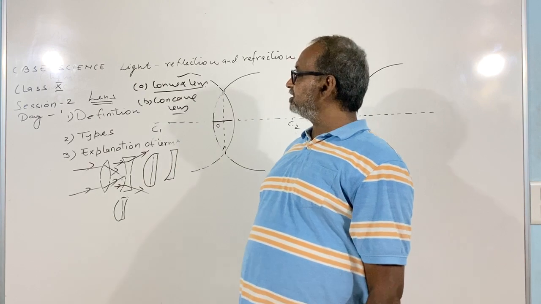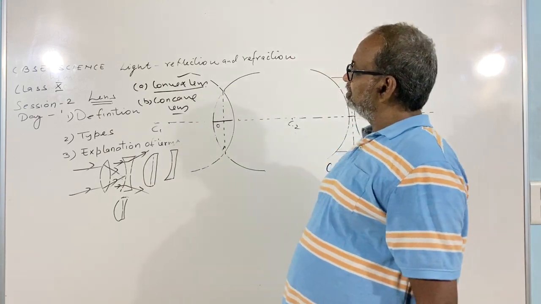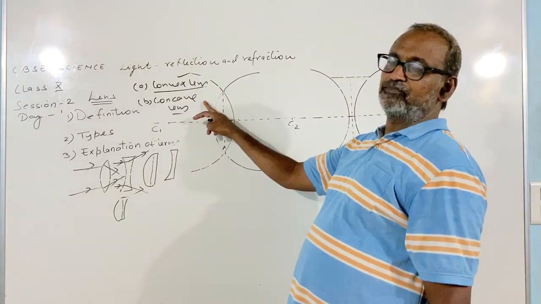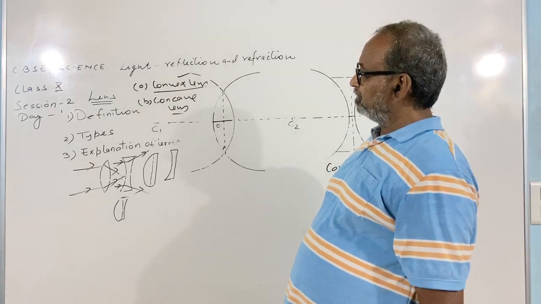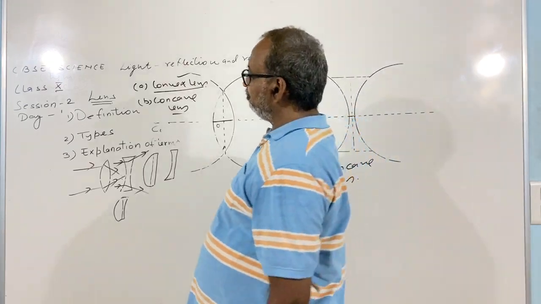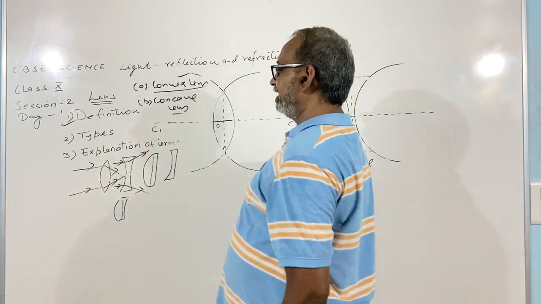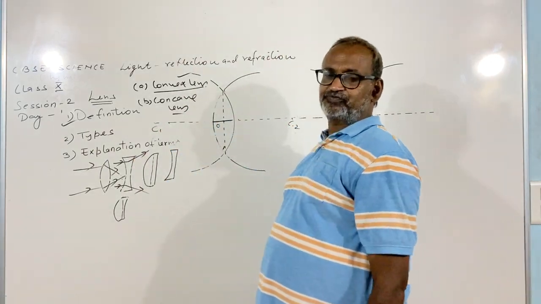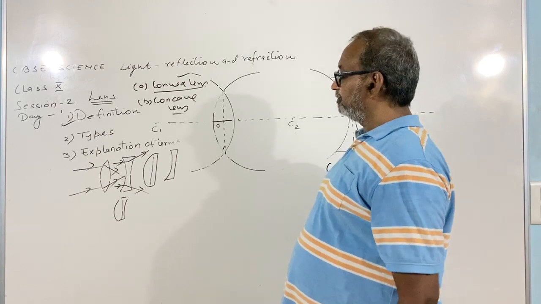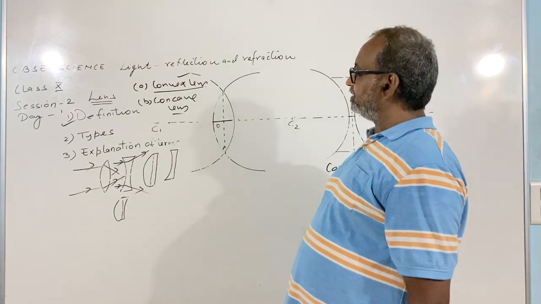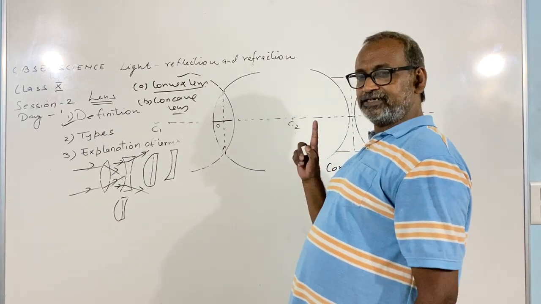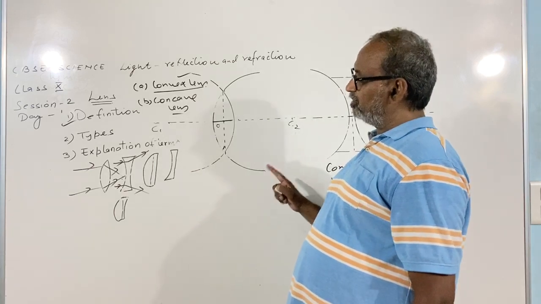So in this lesson we shall discuss these two lenses in more detail. Now first we have defined the lenses. What is a lens? A lens is a refractive material bounded by two surfaces, of which at least one surface is spherical or curved.